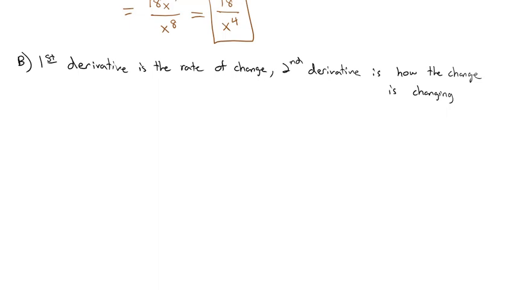So let's take a look at an example where we interpret the second derivative and what it means. Let's start with f of x equals 1 over x, which of course we know to take the derivative of that, we're going to treat it like x to the negative 1. And let's see what's happening at the point x equals 1.